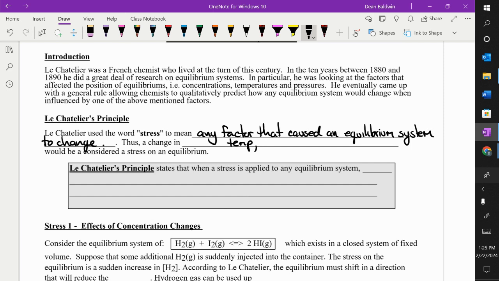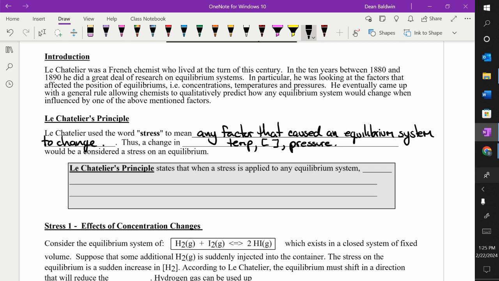Concentration. If you add some more of something into it, you will speed up the reverse or the forward reaction. So you can shift the equilibrium that way. And pressure. These will all shift an equilibrium. We're going to look at what they do and which way they'll shift it. Okay?